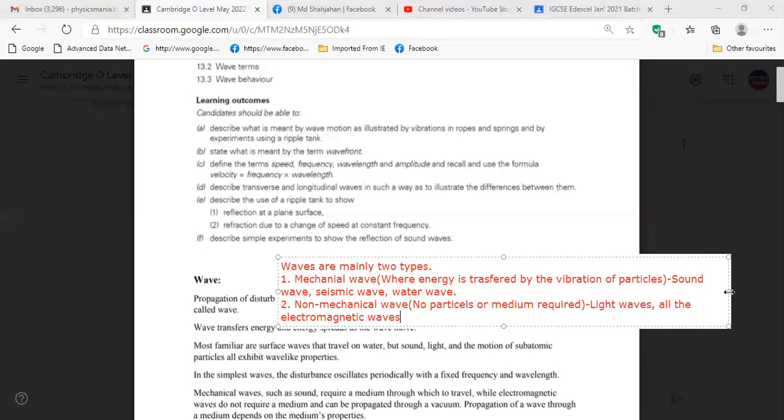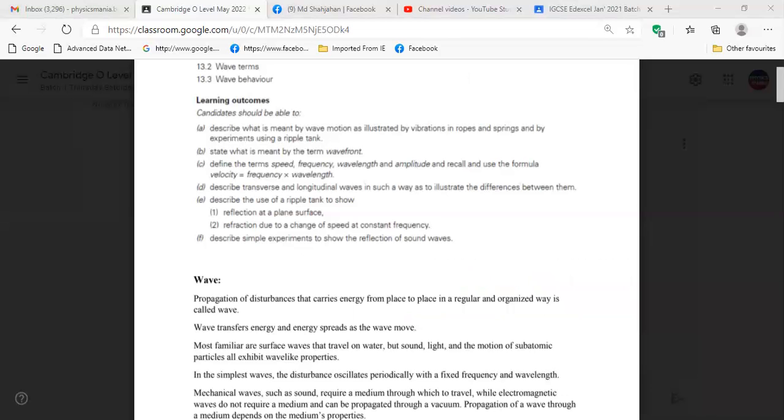So you wrote all right. You wrote this too, the definition and the other sentence. Then you wrote also this, right? Waves are mainly two types. Are you done with writing? Yes, sir. Okay, very good. Now let's go to the next part.